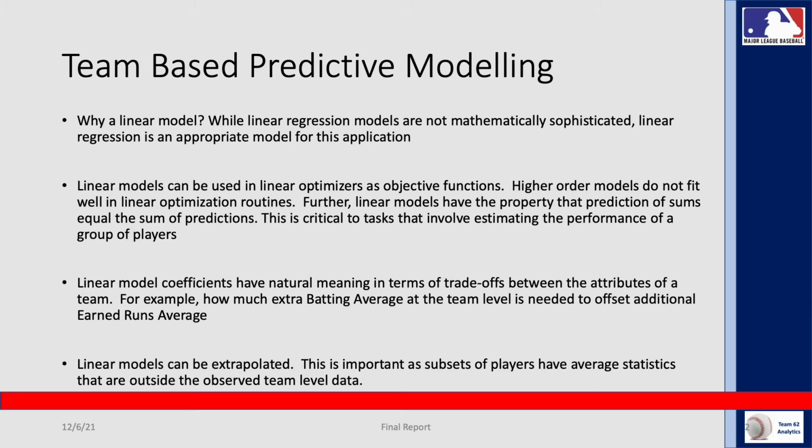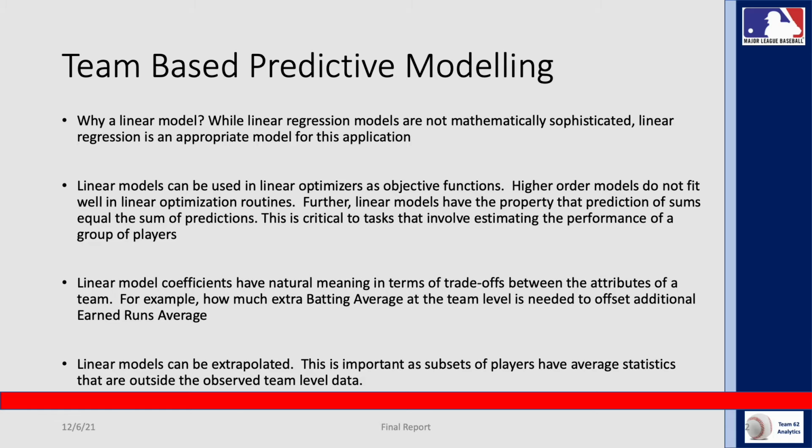One of the nice things about linear regression is that the coefficients have natural meaning in terms of the trade-offs between the attributes. So for example, if we look at ERA, or earned run average, and compare the coefficient on ERA to the coefficient that we might see on some other feature, the ratio of those coefficients gives the natural trade-off between them. In a sense, how much of one feature can I substitute for how much of another feature, which is an important consideration for a GM.